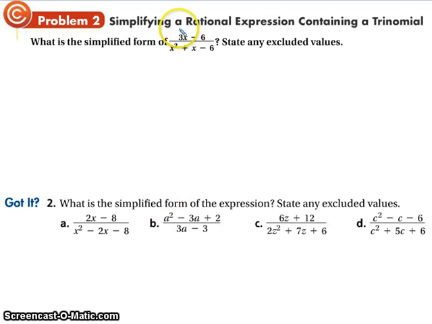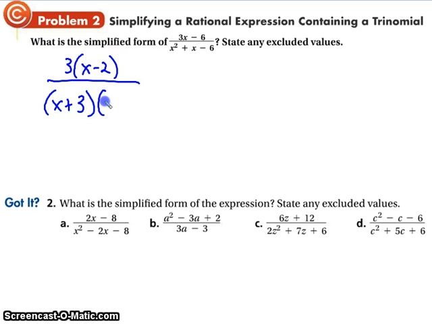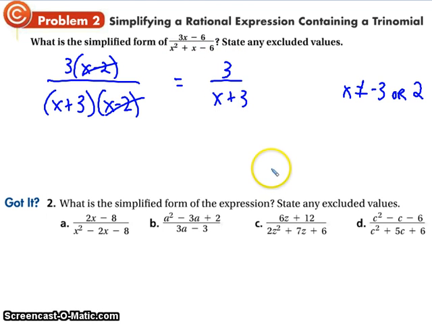Okay, trinomials. Same thing. I simplify the top, I simplify the bottom, I find the excluded values. It can't be equal to negative 3 or 2, and then I cancel. When we have a trinomial on the bottom, we just go through the process of what we did in chapter 7, and so on and so forth. Give each one of these a try. I'm not going to do another one for you. All right, moving on.